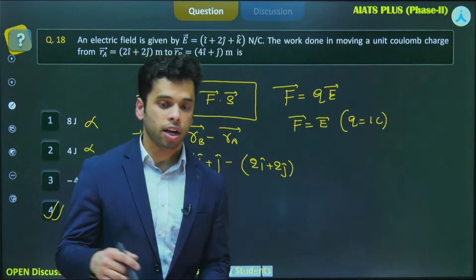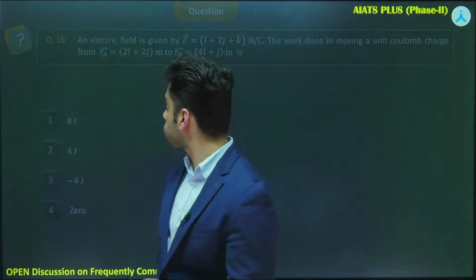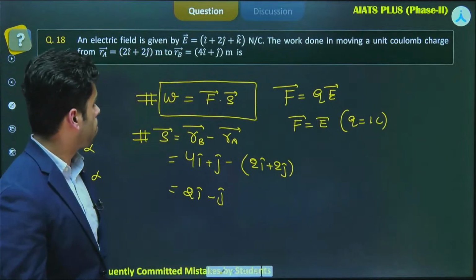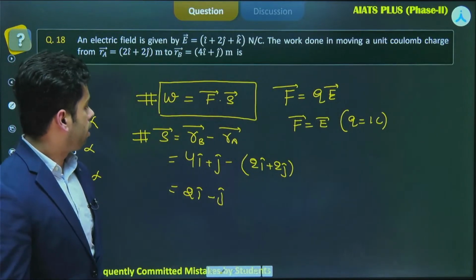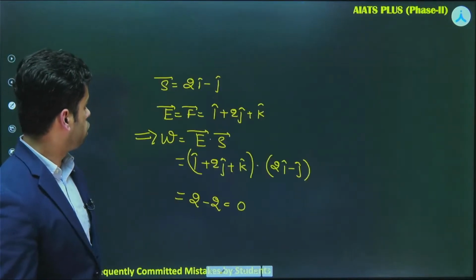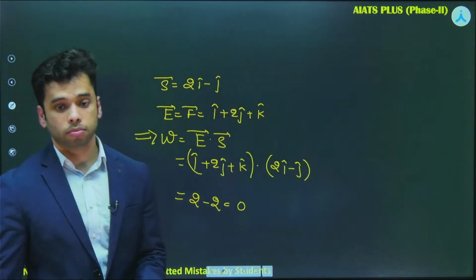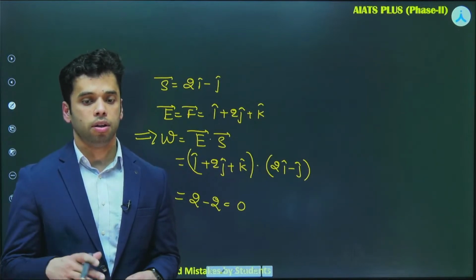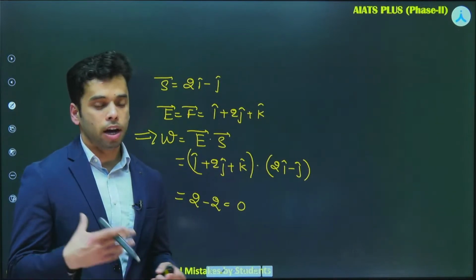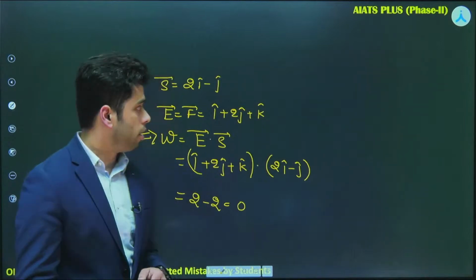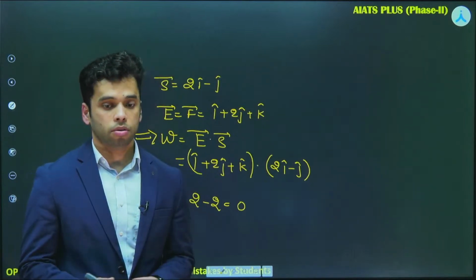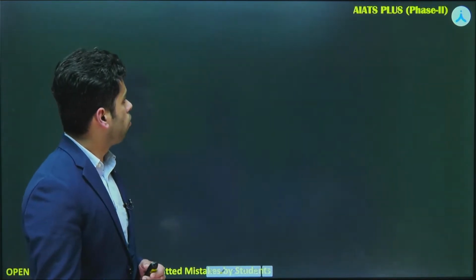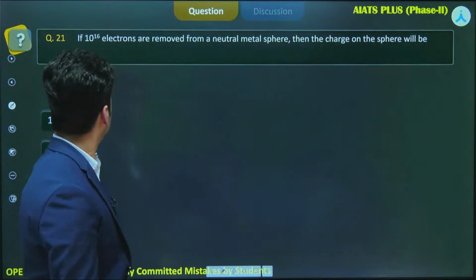Okay, someone is again commenting minus 4j cap. I guess not, it's not minus 4j cap. It is 0. Any doubt you are having in this problem? If you are having any doubt, you can put it in the comment box. Okay, the problem is clear. Let's move forward to another problem, and there you go.